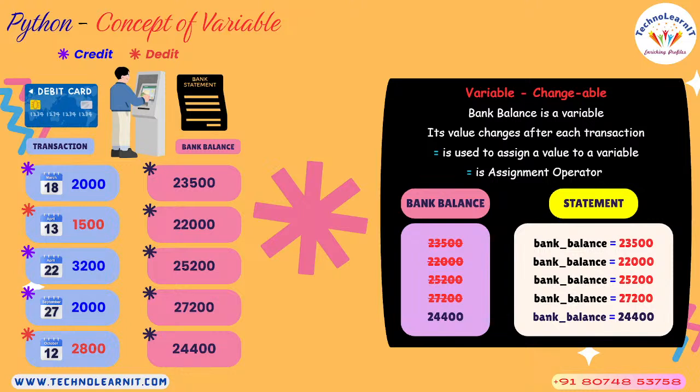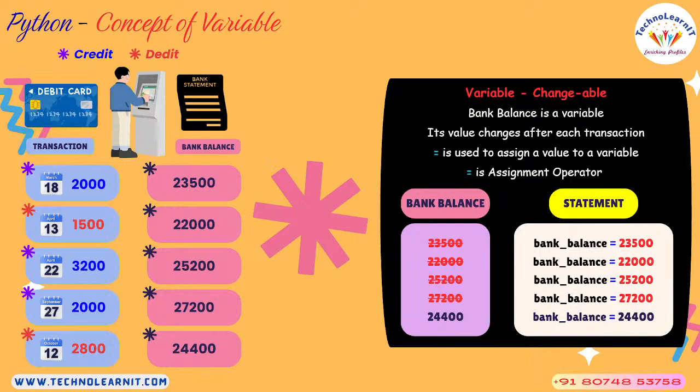So the counterpart of variable is constant. You see some constants here, and you also see some variables. There is only one variable that you see, that is bank balance. Bank balance is a variable. 23,500 is a constant. 22,000 is also another constant.